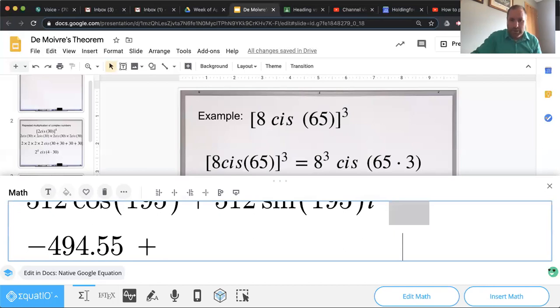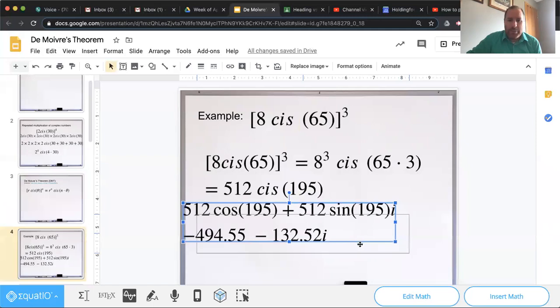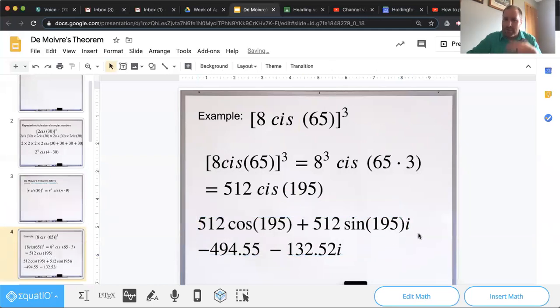Plus, well, then we do the sine portion in here. So let's do 512 sine of 195. And okay, that's negative, so I'm going to change it to subtract 132.52. Always rounding to a couple decimal places. I better put my i in there. So that's if we want to take that all the way to standard form, which, in your assignments, you'll have to do a couple things where it's easy to do de Moivre's theorem, and then to get it to standard form, multiply times cosine, multiply times sine. And there you go, right?